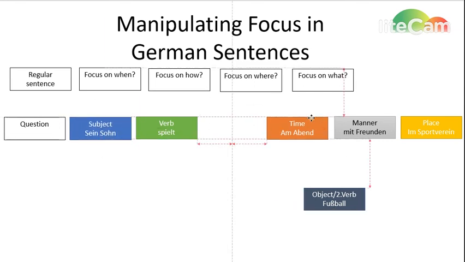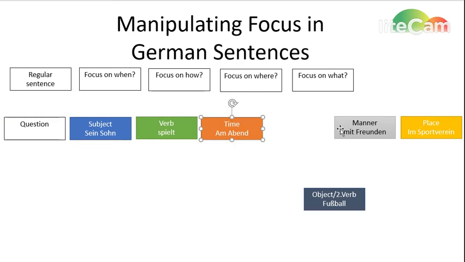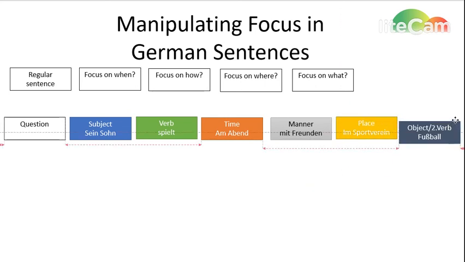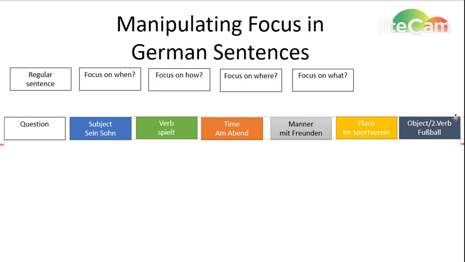With the normal sentence, we have the subject, we have the verb, we have the manner, we have the place, and we have the object at the very end. Now you can use exactly the same words and create a question from this. And this is the type of question that requires a yes or a no. We had the interrogatives, those W words. Now you have another way of asking a question.